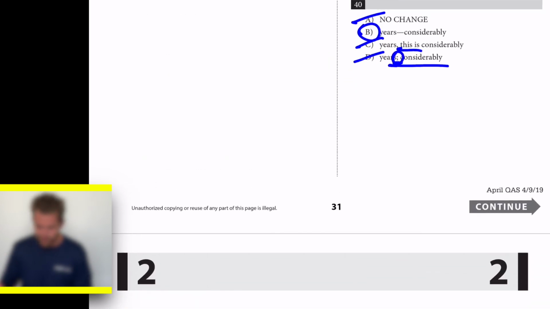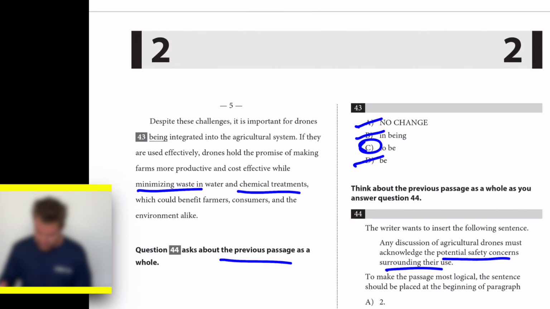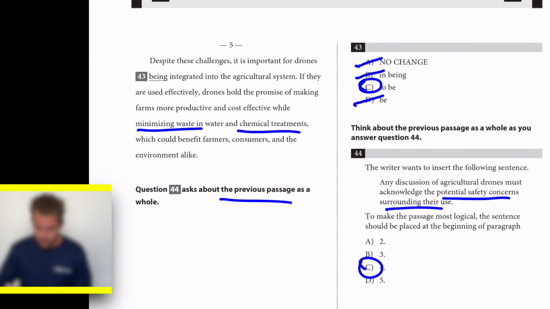I was like, 40 has to be B. That's not a full sentence. 40 is B. That's right. 41 is D. 42 is B. Great. And 43 is C. 44 is C. Okay, guys. So we got all those right.